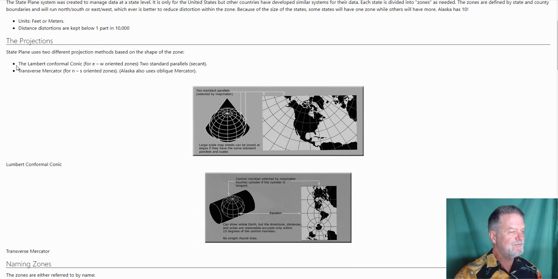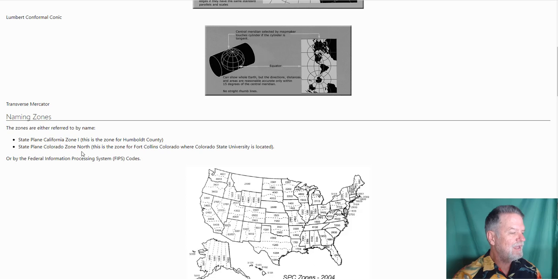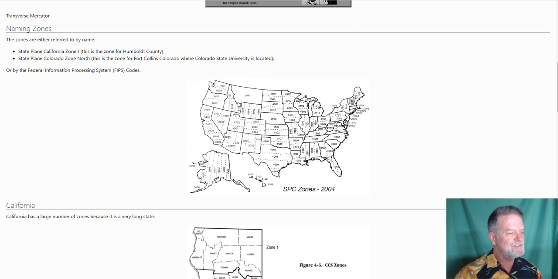It uses different projection methods, either Lambert conformal conic or transverse Mercator, so similar to UTM. And what the United States did was they took each state and then they selected a projection method and settings based on the shape and the location of the state.